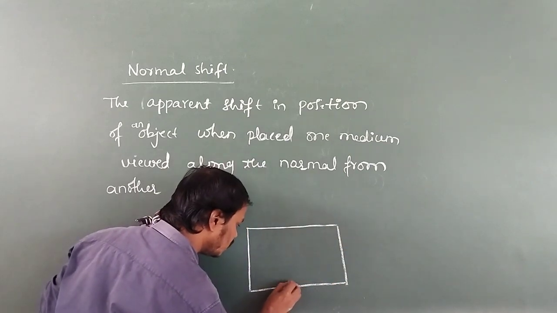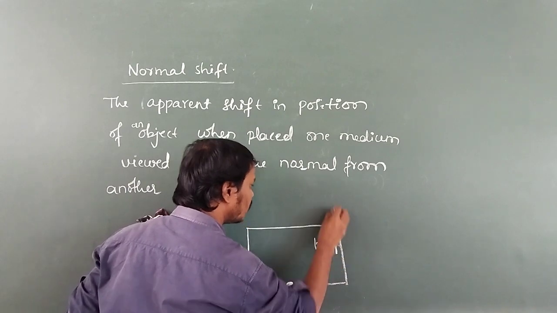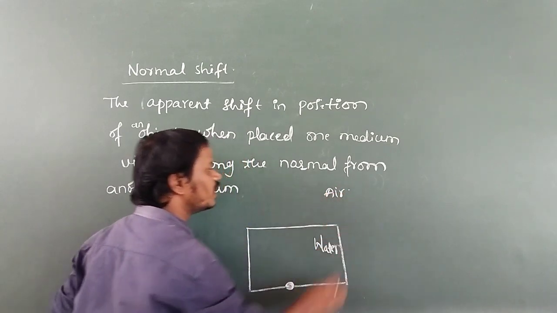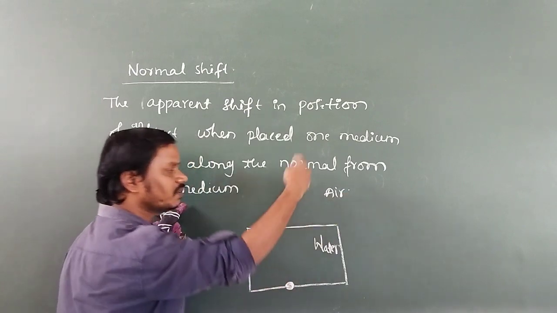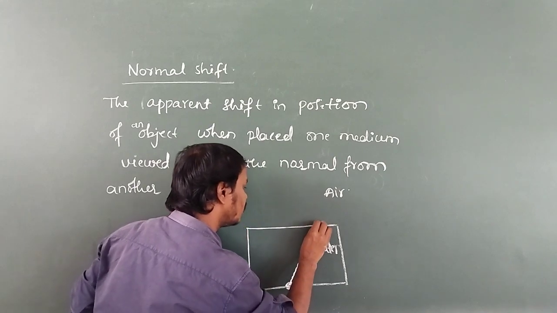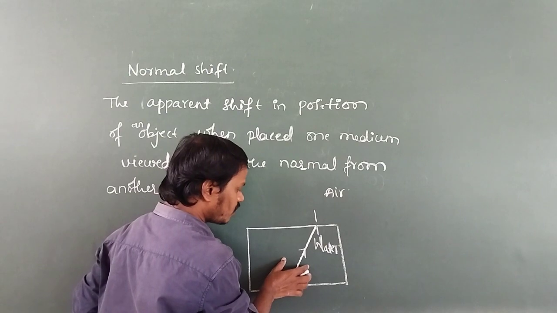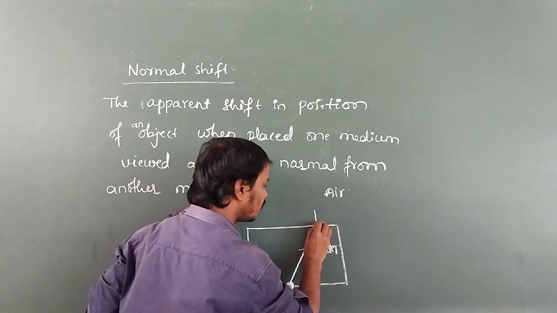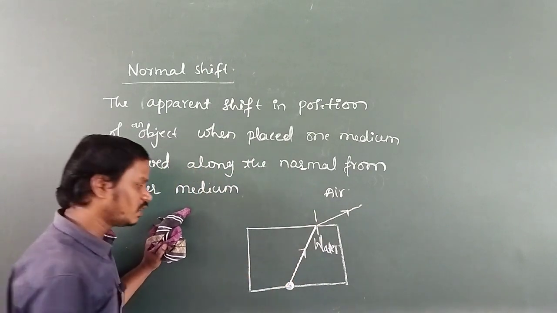Now this is an object, then this is water, then the surrounding medium is air. From where to where is the light ray traveling here? From water to air, means from the object to the surrounding medium. Then this is the incident ray, which is incident obliquely. This ray travels from denser to rarer. In the rarer medium, the speed of light increases. That is why the refracted ray bends away from the normal.